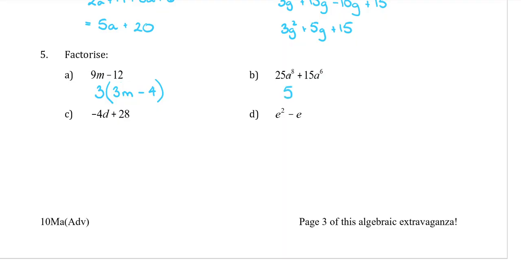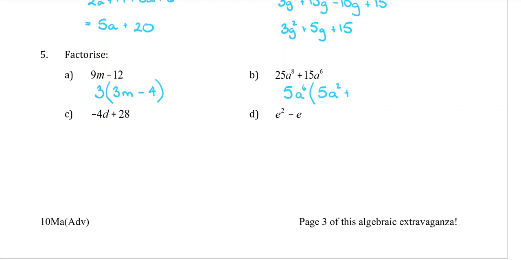Looking at the letters, we have A to the 8 and A to the 6. So it's a lot of A's in there. We can take out a common factor of A to the 6, but there'd be 2 extras in this first term here. So when we divide, we'll do 25 divided by 5 is 5. 6 of the A's have come out the front, which means I still need 2 of them inside.